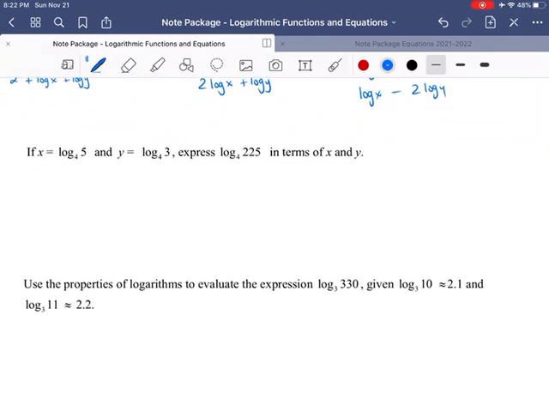All right, if x equals log 4 of 5 and y equals log 4 of 3, express log 4 of 225 in terms of x and y. What do we even do here? Well, let's prime factor 225 and just see what happens. So 225 is 5 multiplied by 5 multiplied by 3 multiplied by 3. In other words, we get 5 squared multiplied by 3 squared.